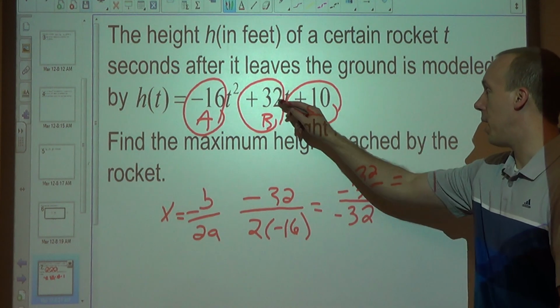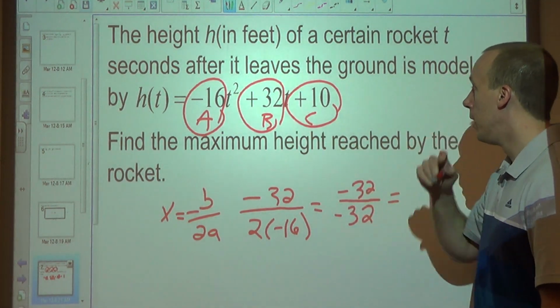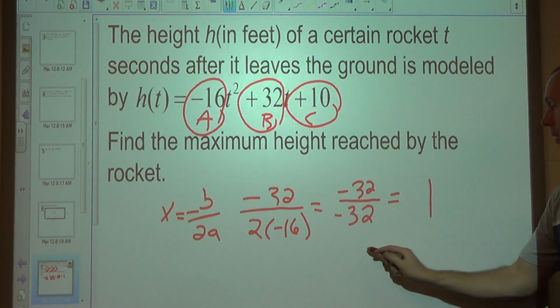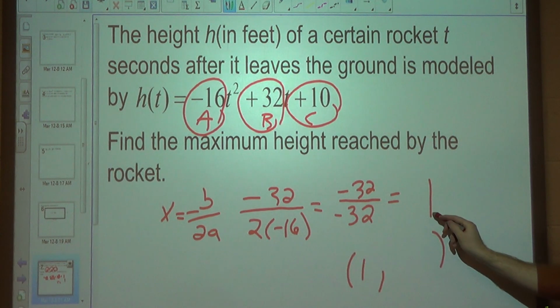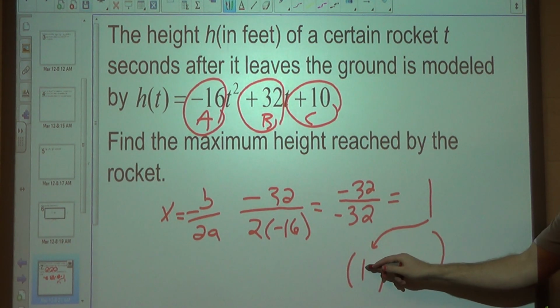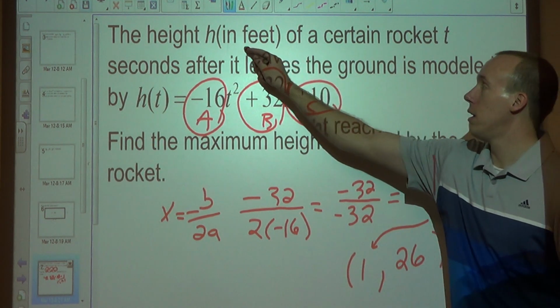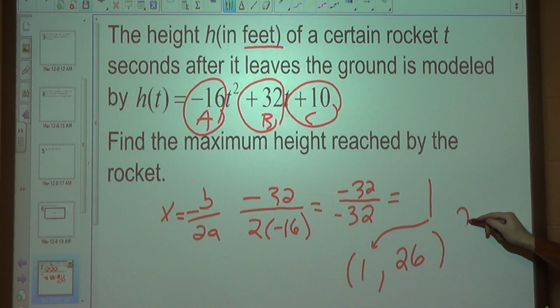So you plug that 1 back into the equation here and here. And does that give me 26? Okay, so then if you plug that back into my equation for my vertex, you plug 1 into here and here in your calculator, and it gives me a 26. So what's the maximum height in feet? 26 feet is how high it goes.